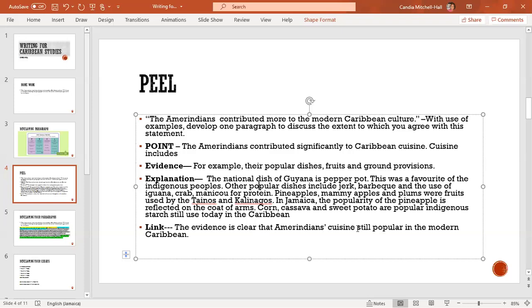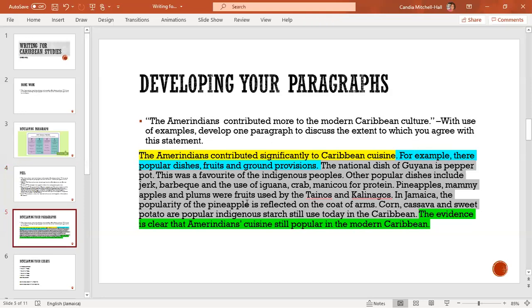The evidence is clear that Amerindian's cuisine is still popular in the modern Caribbean. Okay, so this is it, your point. Let us show you how you do it now. So this now, ladies, is how, when you write your paragraph, it should look.